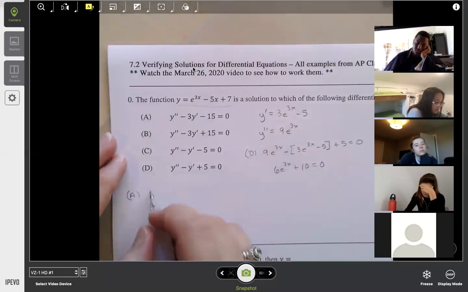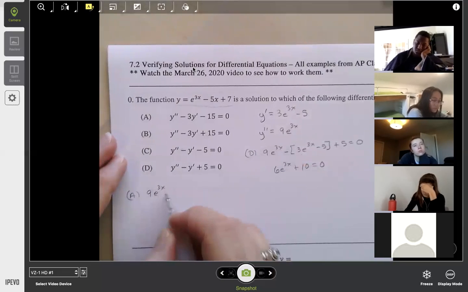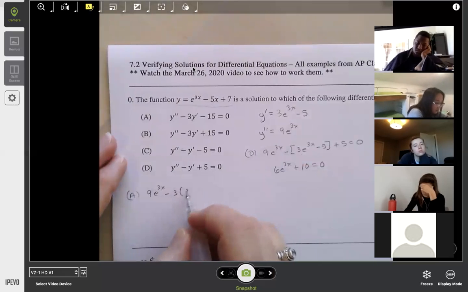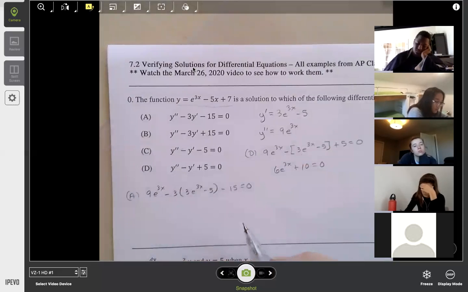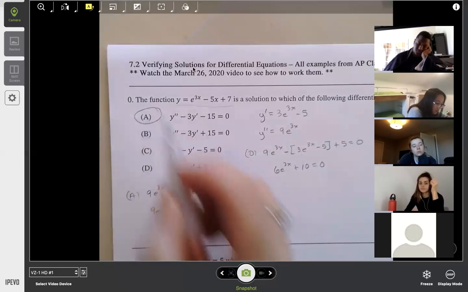The second derivative is 9e to the 3x. 3 times the first derivative, 3e to the 3x minus 5. And then it's either going to be plus or minus 15. I just need to figure out which one. So 9e to the 3x minus 9e to the 3x plus 15, because negative 3 times negative 5 is plus 15, minus 15. Looks like I picked the right one. That's 0, that's 0. So A is my solution.